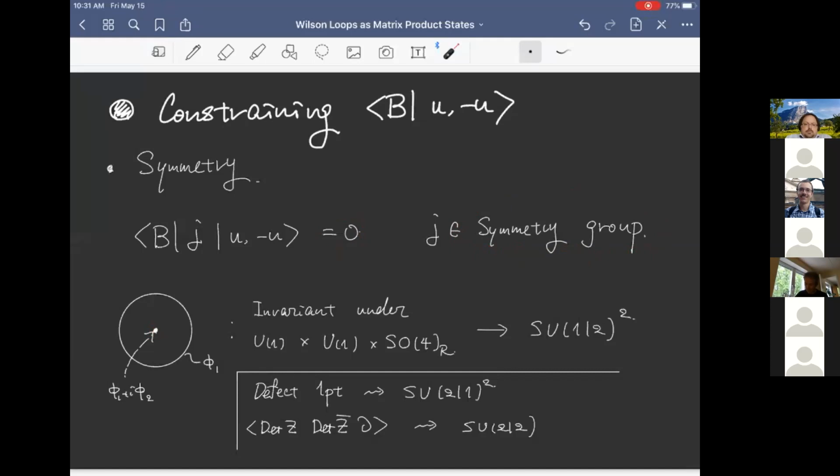First of all, because you're inserting a local operator at the origin of the circle, it is invariant under U(1) rotation of this plane. It is also invariant under the U(1) rotation which rotates the plane orthogonal to these two planes. Because we are in 4D space-time, you have extra two planes. So in addition, you have SO(4) R symmetry. And if you further include the fermionic symmetries, it turns out that the symmetry becomes SU(1|2) squared. Let me just comment that in the case of the defect one-point function, the symmetry was SU(2|1) squared, which is basically the same, but the roles of R symmetry and the space-time symmetries are swapped. Whereas in the case of the determinant three-point function, it was diagonal SU(2|2).